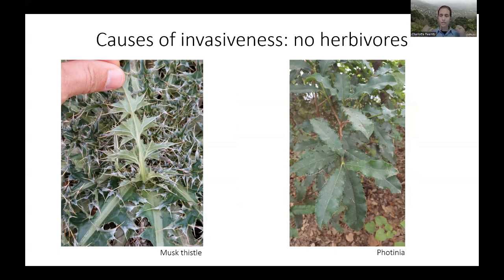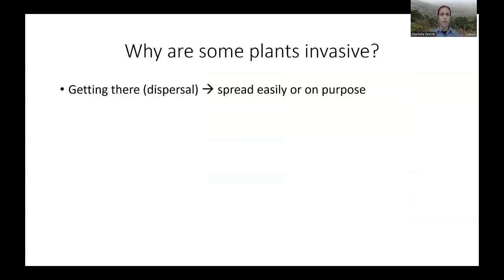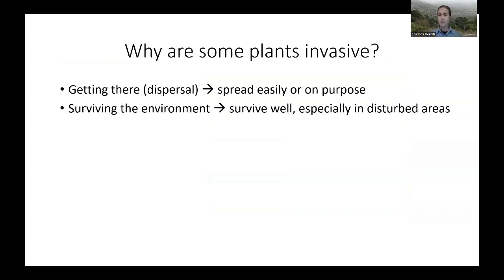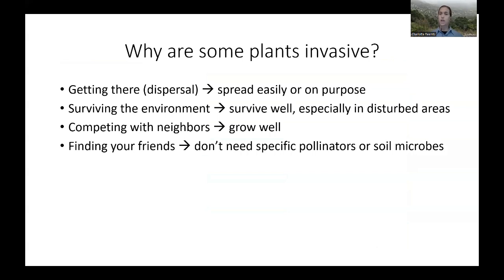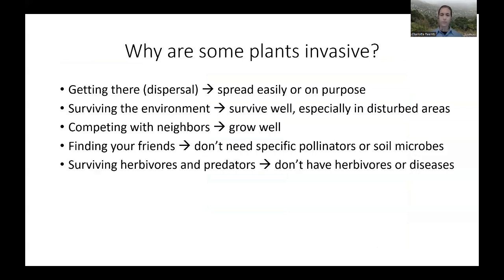All right, so quick review again. Invasive species, they spread easily, or we spread them on purpose. They survive really well, especially in disturbed areas. They grow really well, so they can outcompete our native species. They generally don't need specific pollinators or soil microbes like fungi, and they tend not to have herbivores or diseases. The things that have a lot of herbivores and diseases just tend not to become invasive.